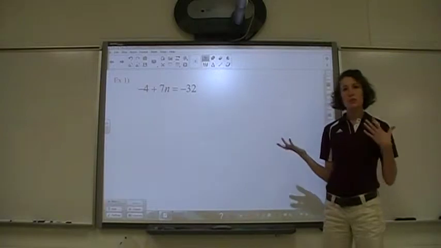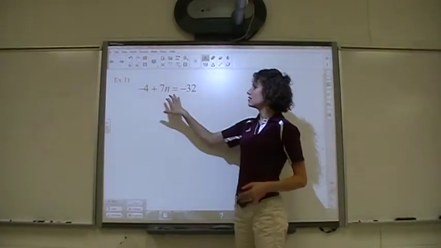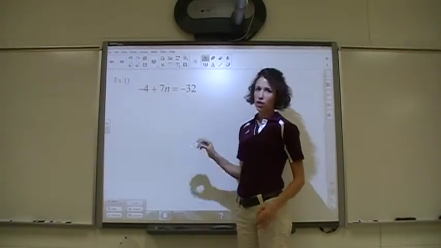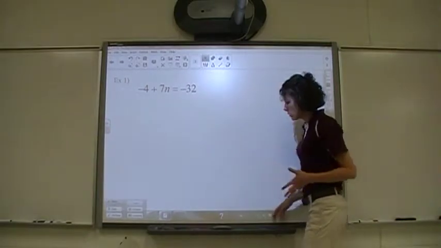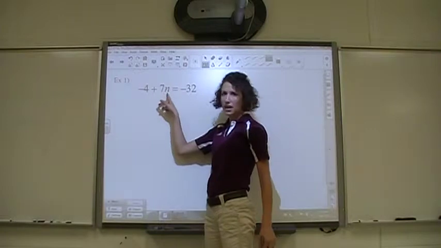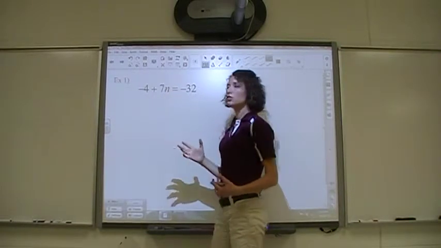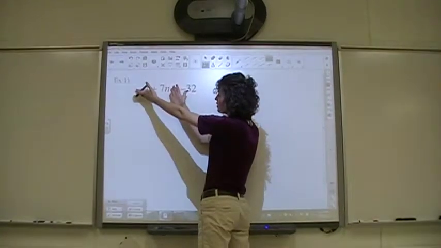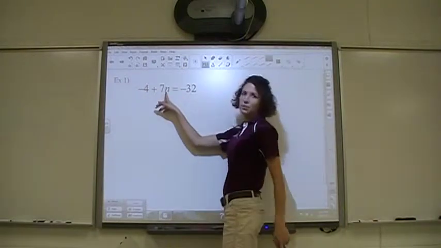Our first example is -4 plus 7n equals -32. Now, this is a two-step equation because you have both this -4 and the 7 times n. So first, what you want to do is work on one side of the equal sign, and we want to get n by itself.